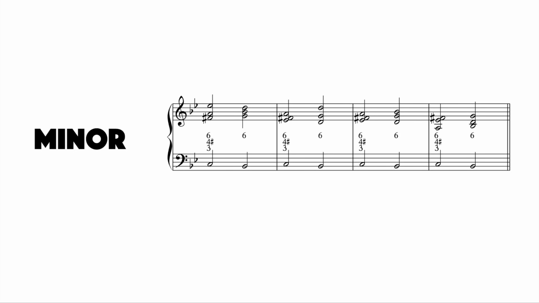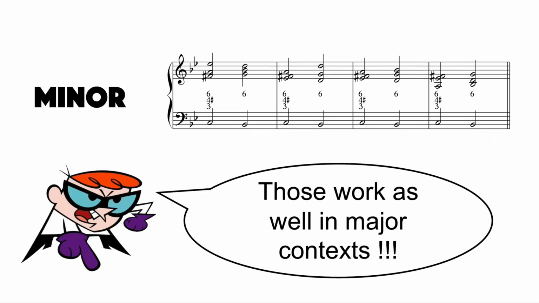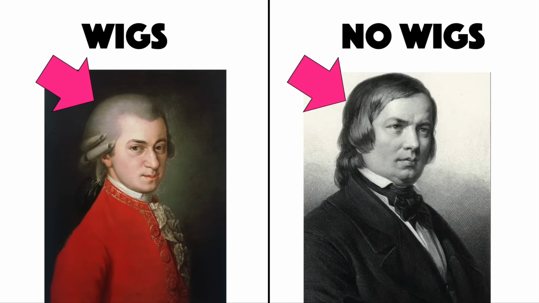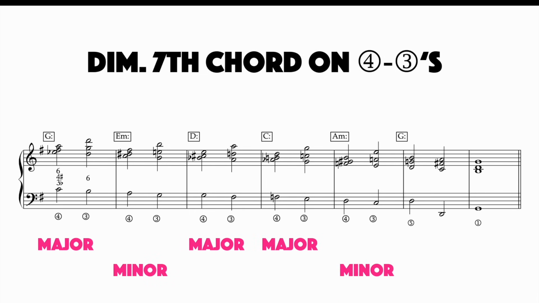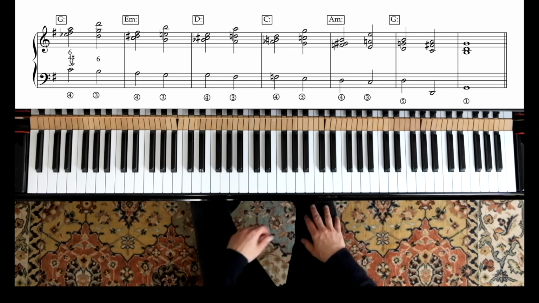Although these are in minor, the same progressions work perfectly in major key contexts, especially in classical and romantic music. Here is a tough but very effective exercise that demonstrates diminished 7th chords resolved into minor and major keys.